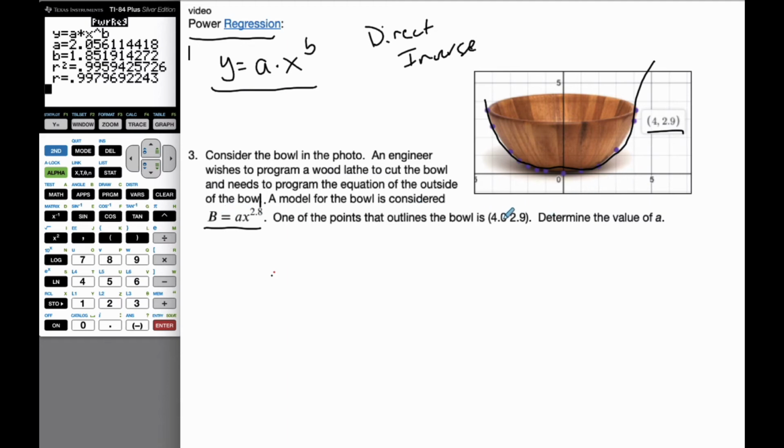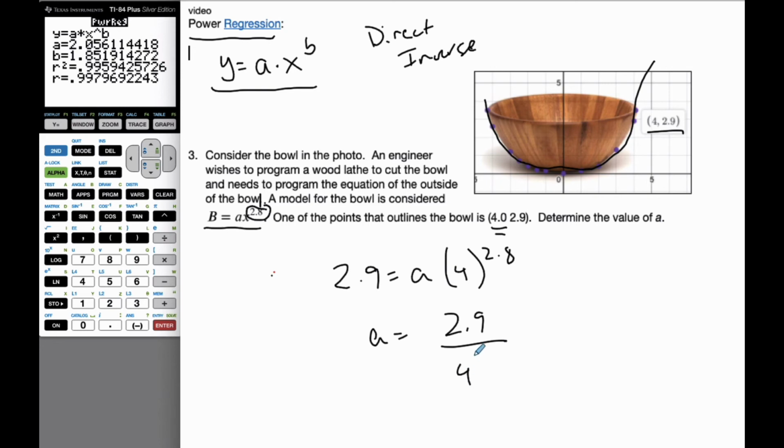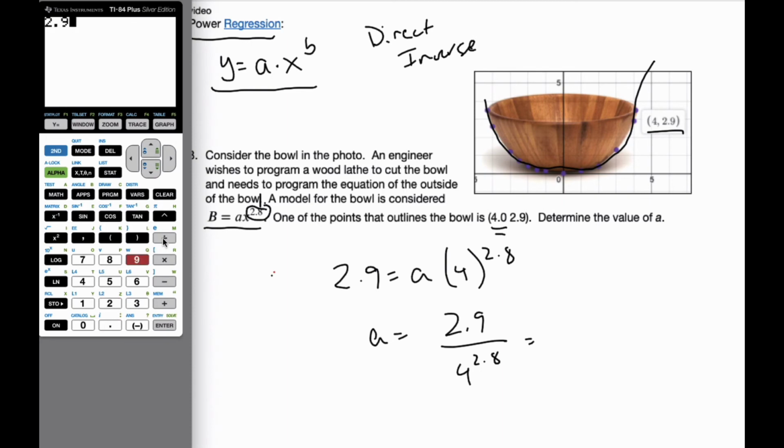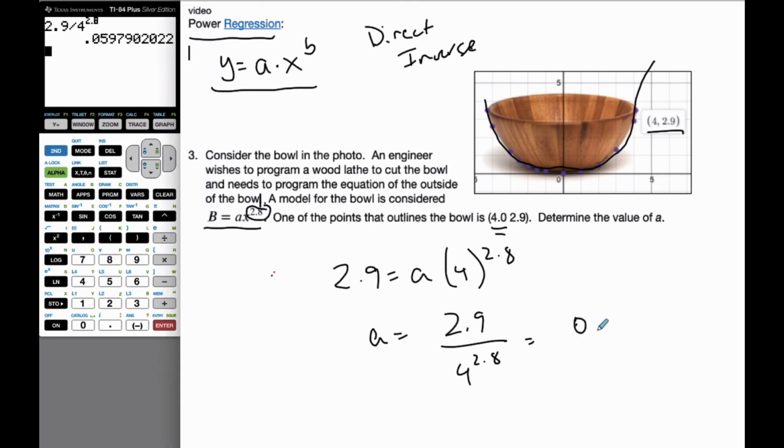Well, it's quite straightforward. This here, 4 is my x, so 2.9 is my y, is equal to a times 4 to the power of 2.8. They've already given the exponent, and so a is going to just be 2.9 divided by 4 to the power of 2.8. Now if I go to my calculator, it's just going to be 2.9, divide that by 4 to the power of 2.8, and I get 0.0598 to 3 significant figures. So if I go over to Desmos, let's take a look.